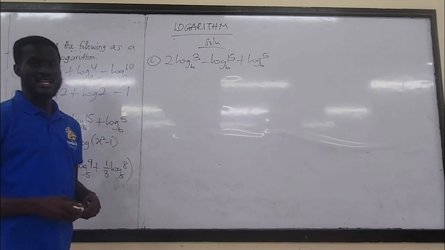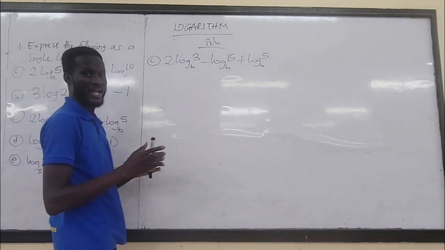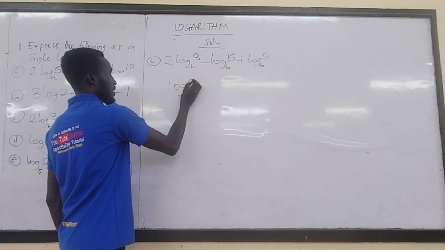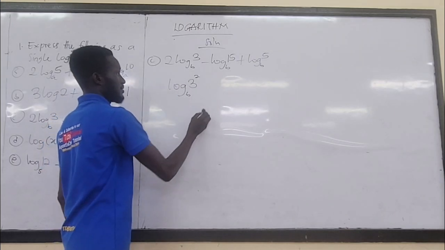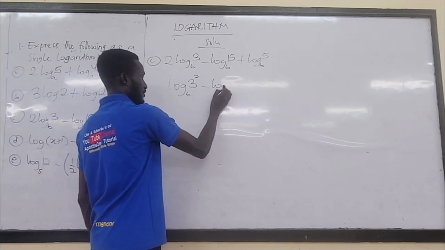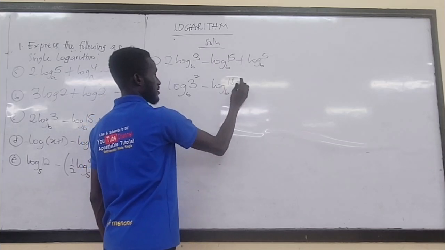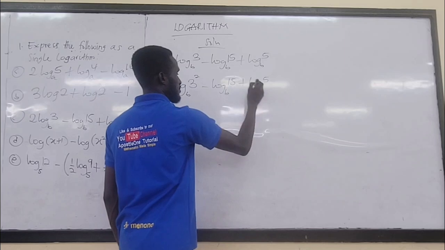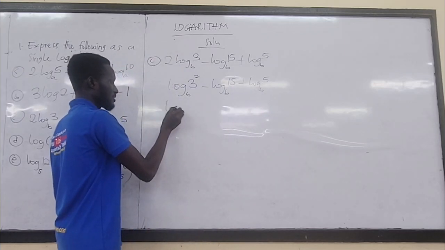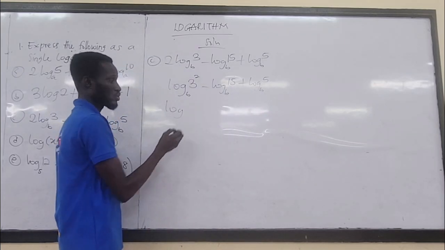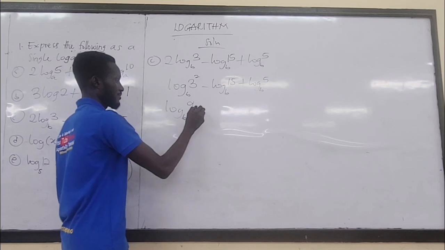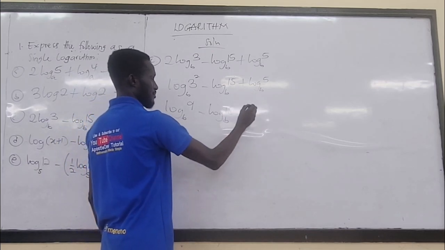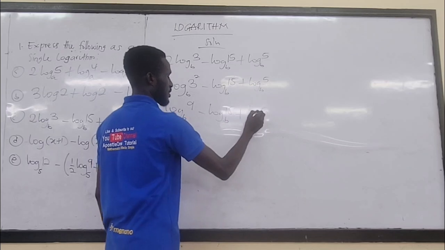We need to make this 2 an exponent of the 3. That is applying the logarithm of powers. So we have log 3 exponent 2 base b, minus log 15 base b, plus log 5 base b. So at this point, 3 exponent 2 is 9, base b. Now minus log 15 base b plus log 5 base b.